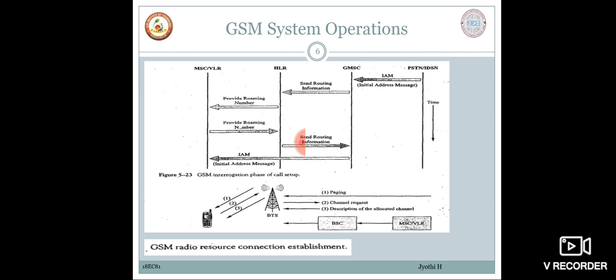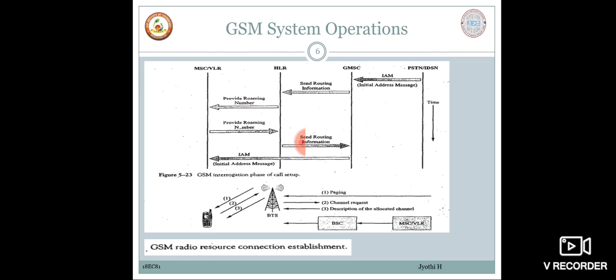So, in the first interrogation phase you are able to see what that is. First, it is going to send the initial address message to the PSTN, into the GMSC. The GMSC will receive the information, that is to send the roaming information. It is going to contact the HLR, contact the MSC, receive the roaming number and send it back to the mobile switching center.